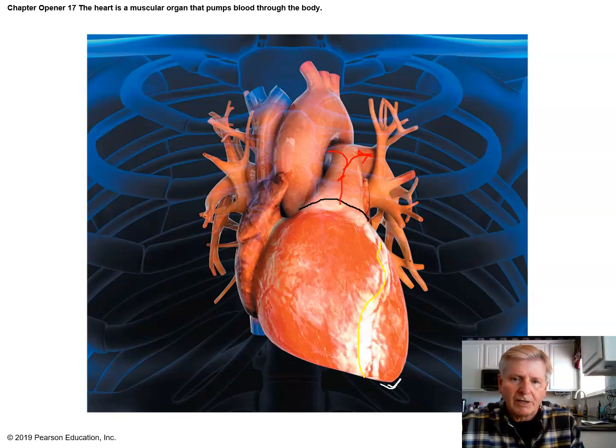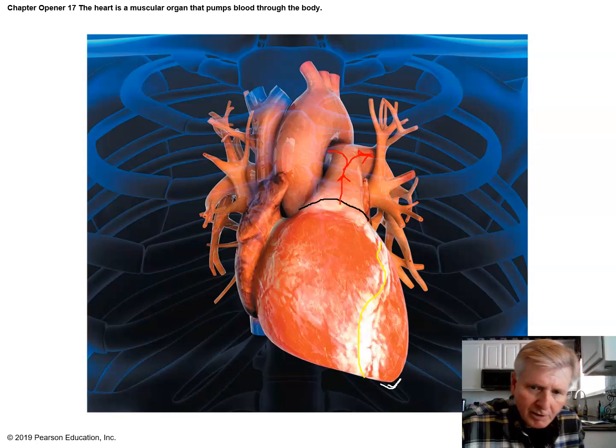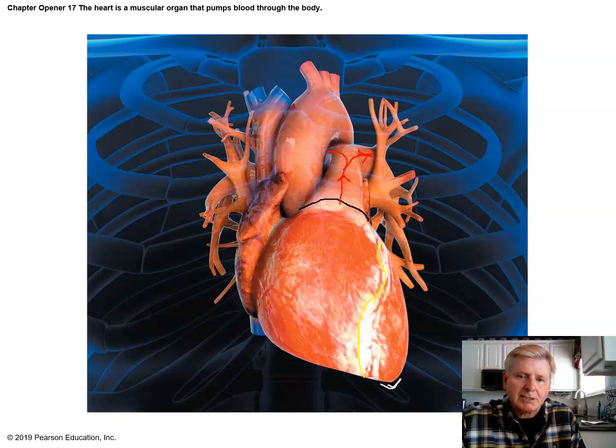The umbilical veins carry oxygenated blood, and the umbilical arteries carry deoxygenated blood. As a rule, though, most of your systemic arteries carry oxygenated blood, but this is the exception. Your pulmonary trunk, which becomes the right and left pulmonary arteries, actually carries deoxygenated blood.